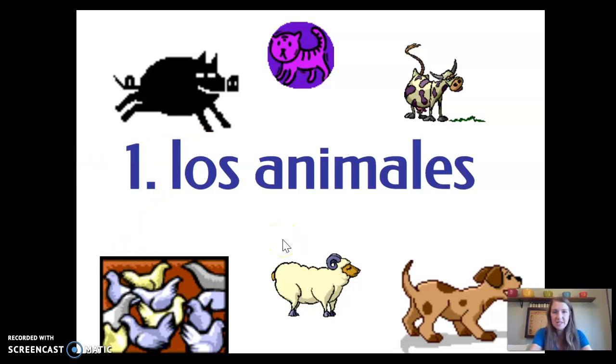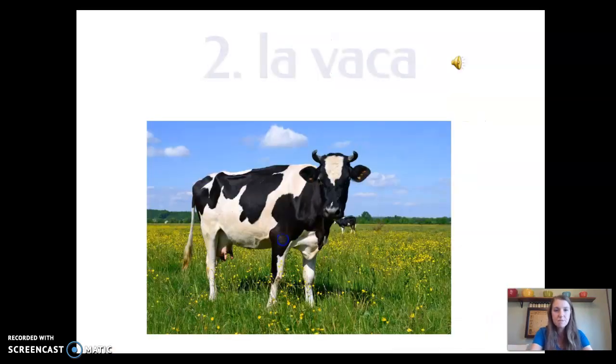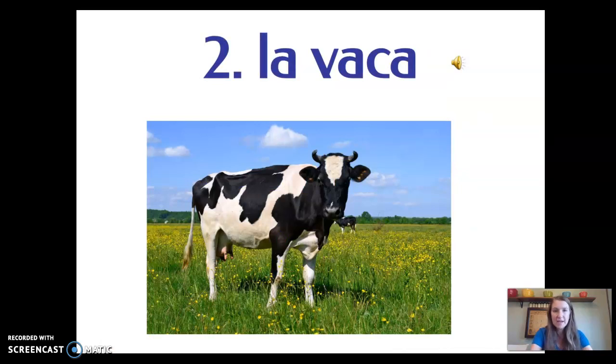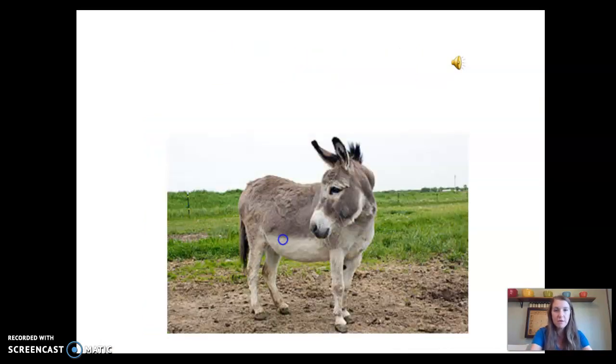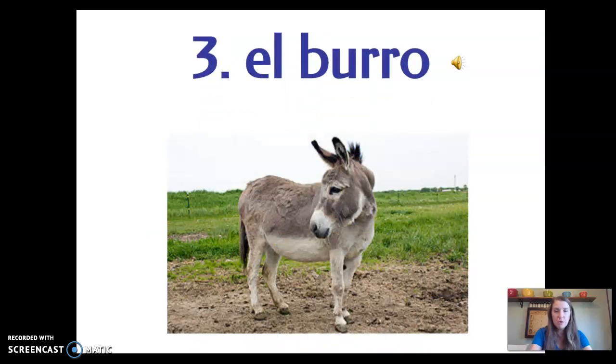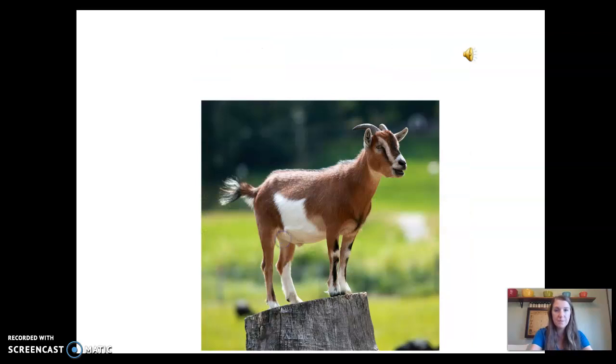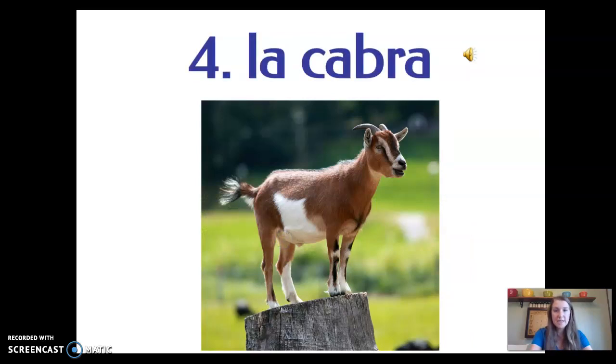The title of this chapter is Los Animales, which is animals. All right, and first we're gonna start with the farm animals, right? So we have la vaca for cow. El burro is your donkey. Now remember, two R's are rolled, right? So if you can't roll your R's, that's fine. If you can, then go ahead and do it. El burro. La cabra is a goat.